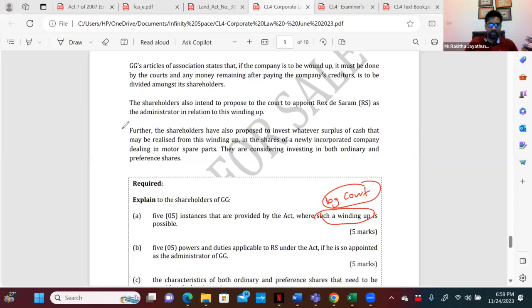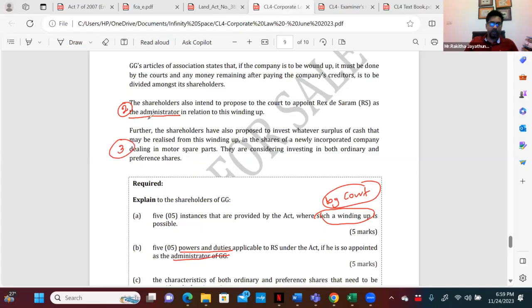Then the second question is based on this one. 5 powers and duties applicable to RS, that is Rex Dicerum. They're going to appoint him as the administrator. Powers and duties applicable to an administrator, that is based on the second paragraph.